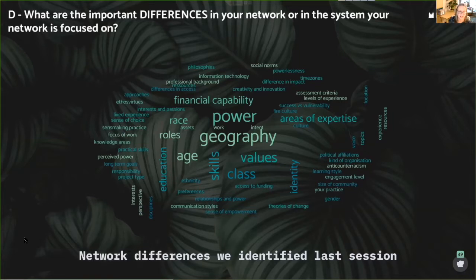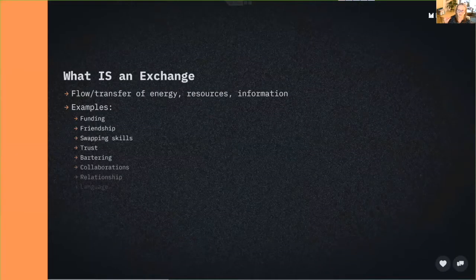Thank you, Kara. Okay, let's look at the third piece of this model. So we looked at container differences. Now we're looking at exchanges. So this is the flow and transfer of energy, resources, information.